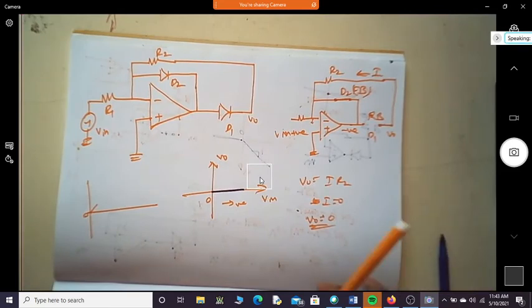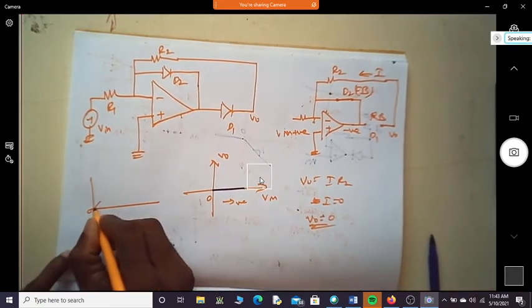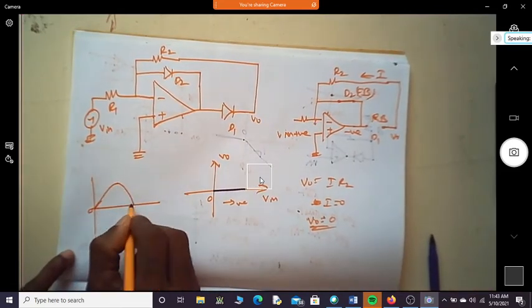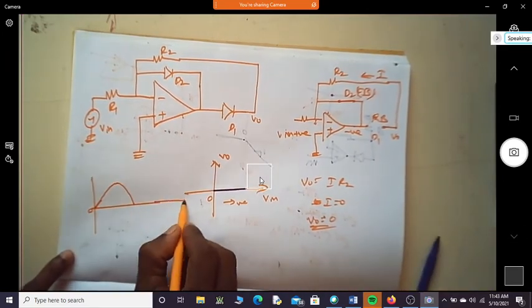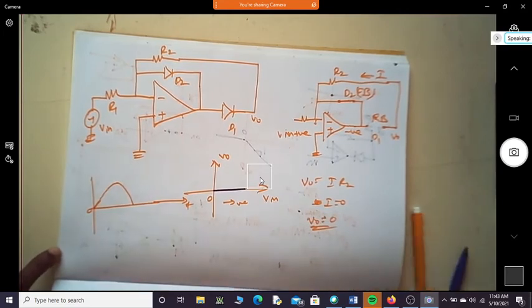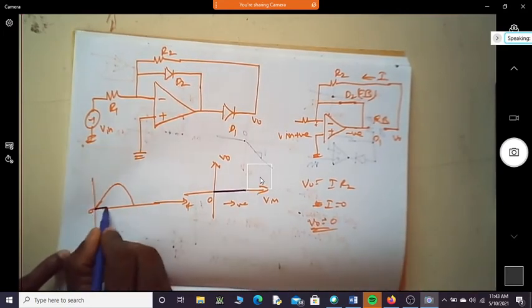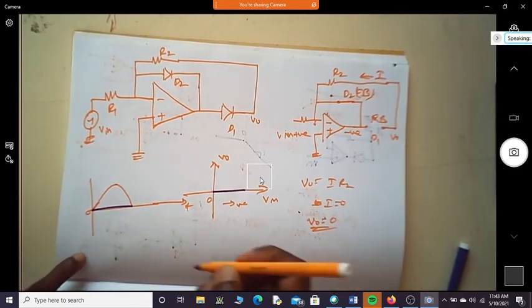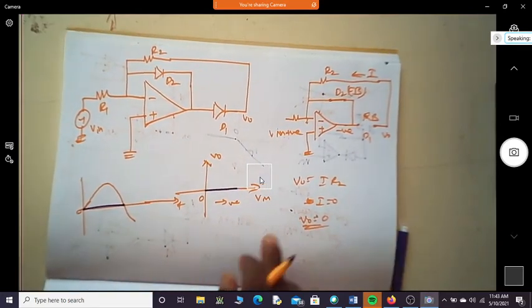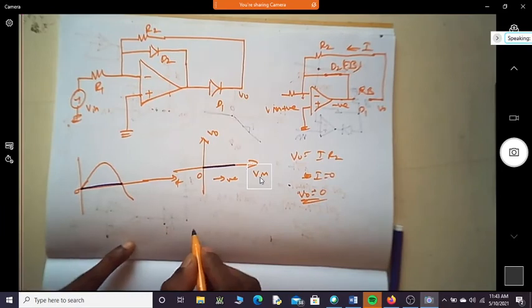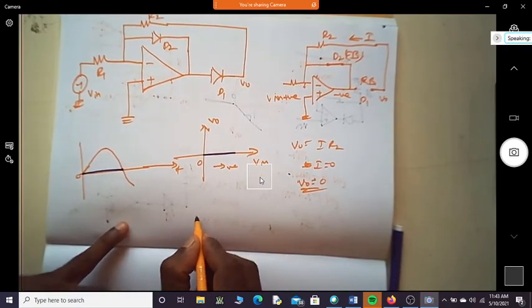You take the opposite. If this is your input voltage with respect to time, then the output voltage is 0. Whenever the input tries to go below 0, what will happen to this? Okay, shall I write the same circuit now?